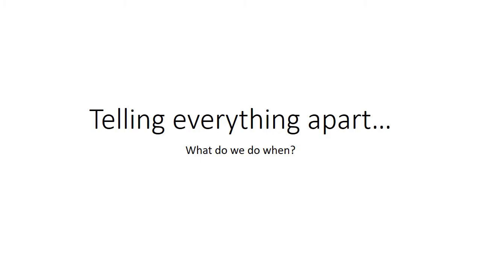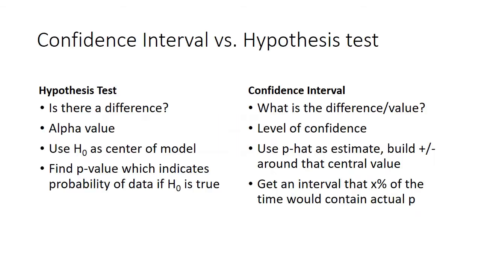All right, today we're going to take a look at telling the difference between everything we've been doing: the confidence interval and the hypothesis test, and the difference between 1 and 2 proportion samples. So we'll start with confidence intervals and hypothesis tests. We've seen a good bit of this before. A hypothesis test is asking, is there a difference? Whereas a confidence interval is asking what is the difference or what is the value. There's a lot more here, obviously, but just those two questions are all we really need to look at today.